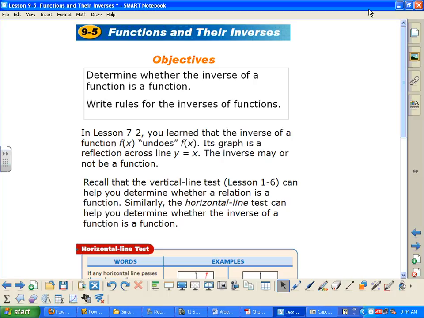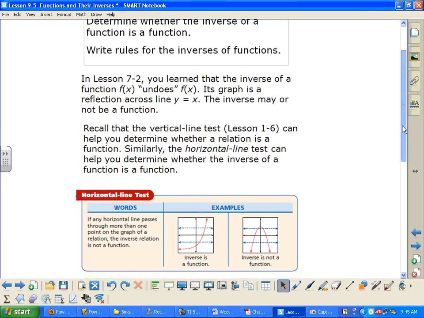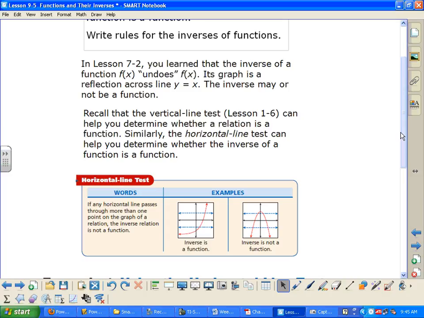All right, so today, 9-5 functions and their inverses. So we're going to determine whether the inverse of a function is a function, and then we're going to write the rules for inverses of functions, okay? Which we've done before, right? We did some work with inverses in Chapter 7 when we were doing logarithms. We did some stuff with inverses. So talked about it in Lesson 7 too.